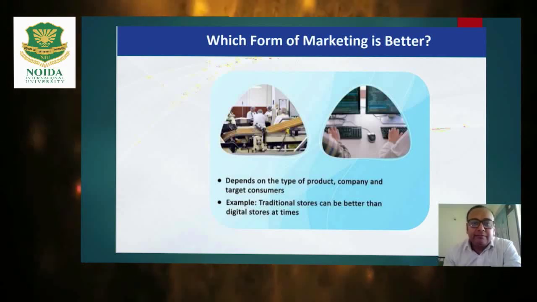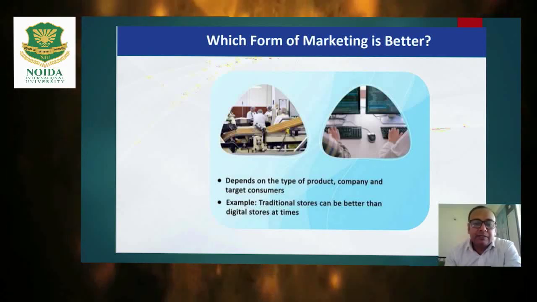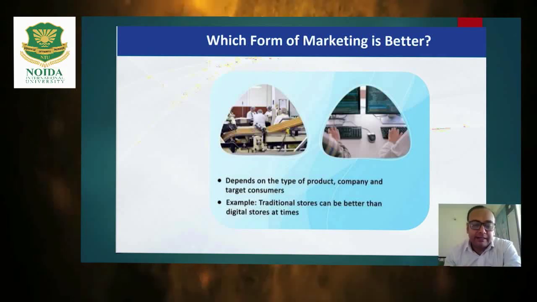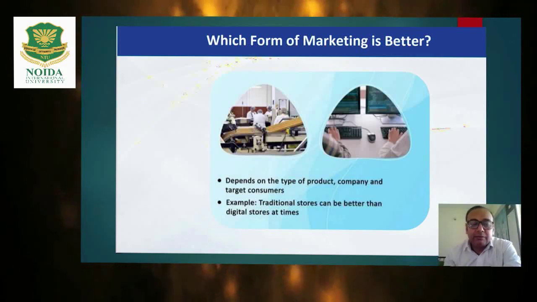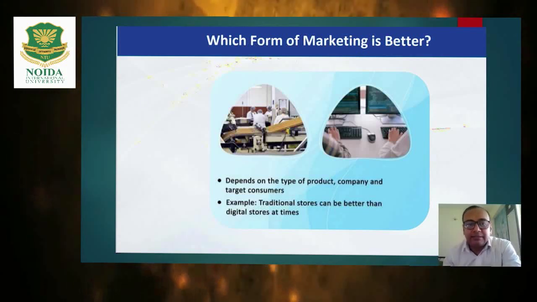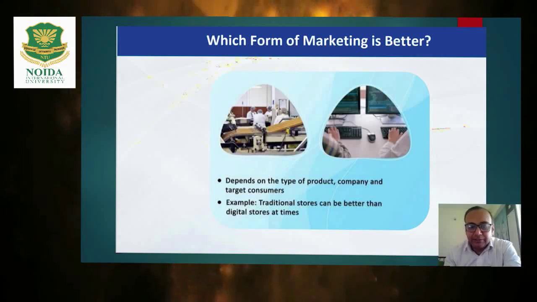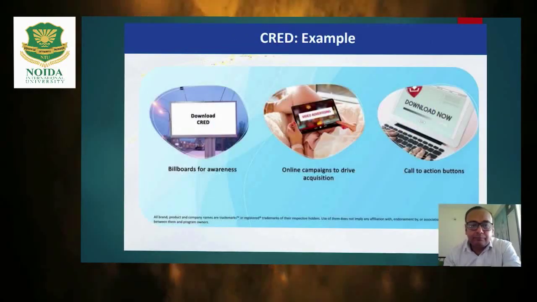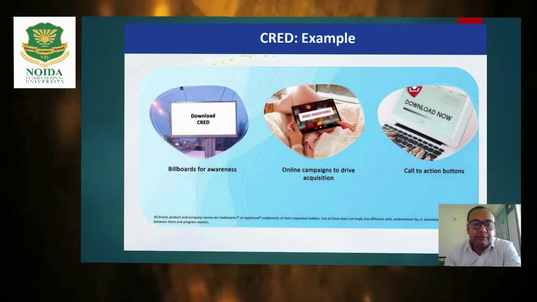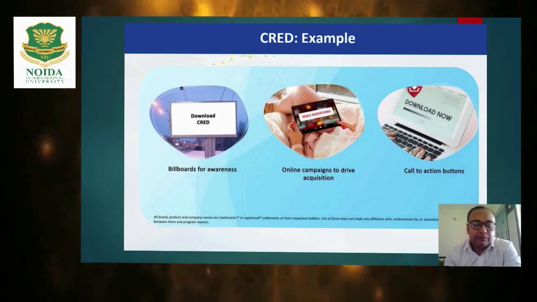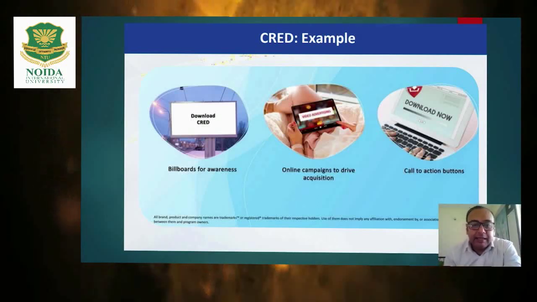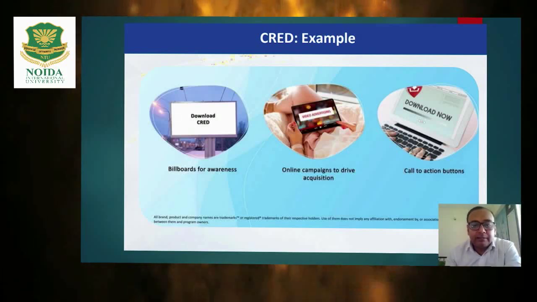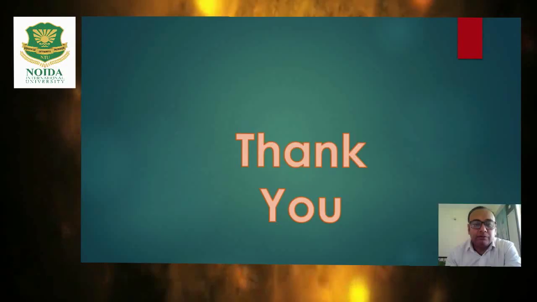So in the end, we can say which form of marketing is better depends on the type of product, company and target customers. We can say that traditional stores can be better than digital because the customer can see the things and experience them. Following an example of CRED actually: billboards for providing this download the CRED app for the credit app, and online campaigns for acquisition, and in the digital mode this is a call to action button.